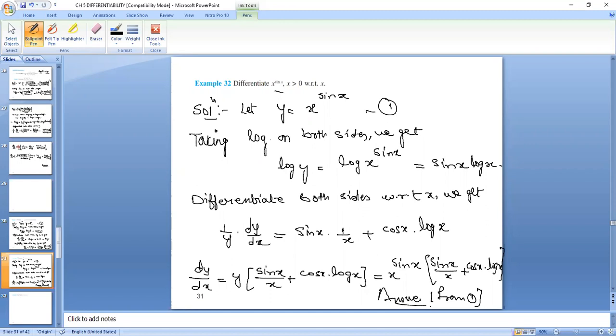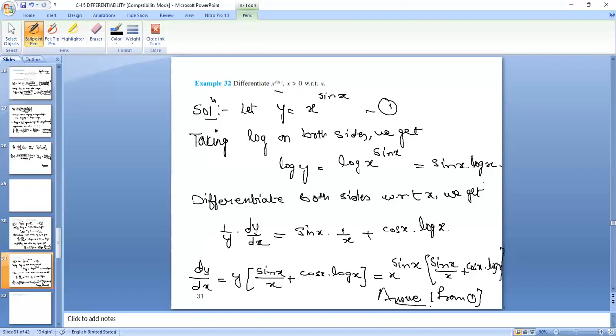The first step, taking log on both sides. Log y is equal to log x raised to power sin x. Then using the formula of log m raised to power n, we will be taking the power down. So it will be sin x log x. The next step, after simplifying the log term, we will differentiate both sides with respect to x. So we are differentiating log y, it will be 1 upon y dy by dx.